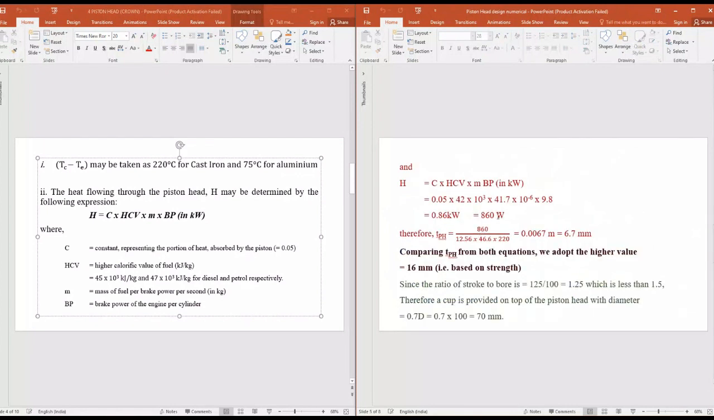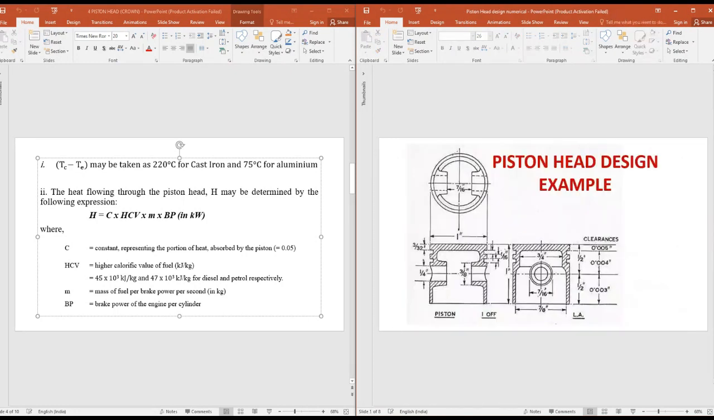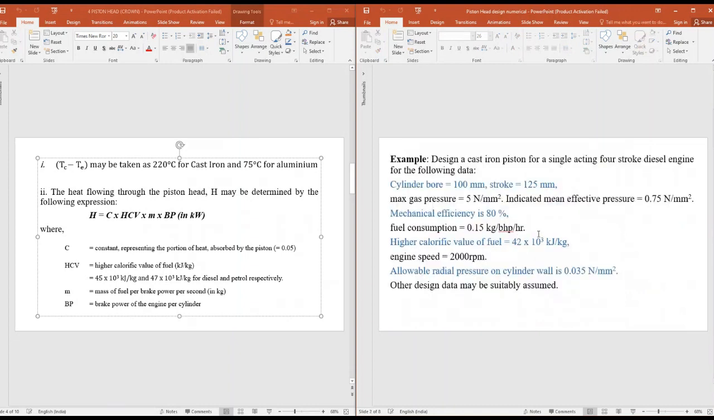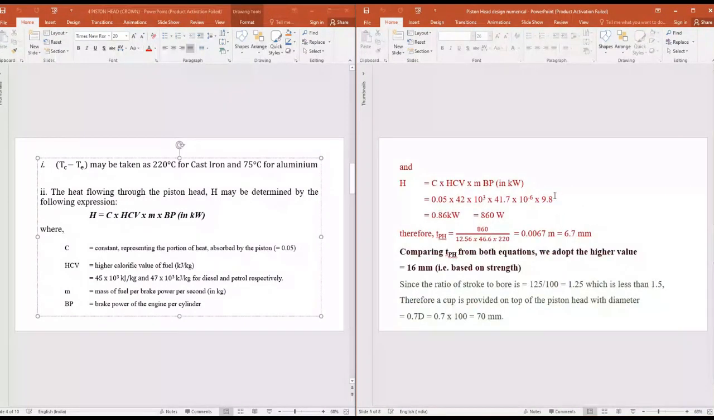So on dividing it by 60 into 60, we get this value, 41.7 into 10 raised to power minus 6 per second. It consumes very less in comparison to per hour, into 9.8 BP. Now in the question, mechanical efficiency is given this much. Okay, indicated mean pressure is given this much. Now from where do we find this BP?